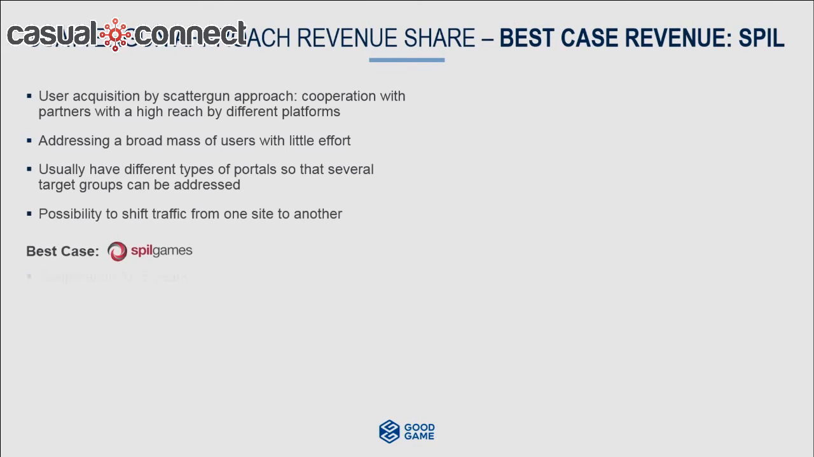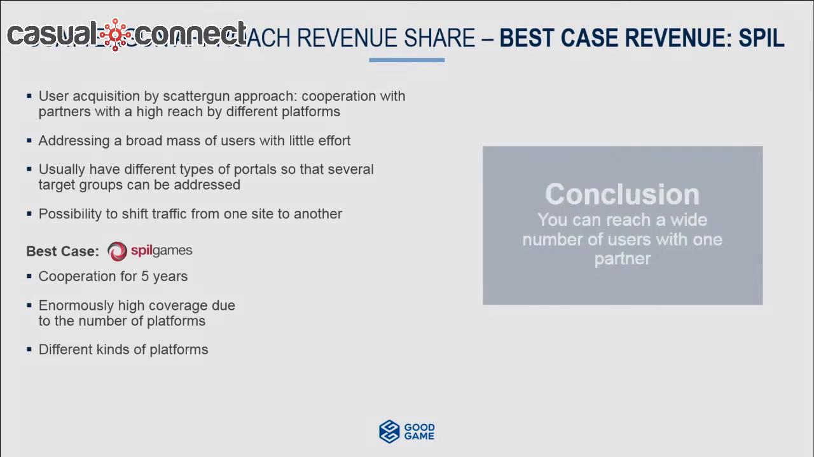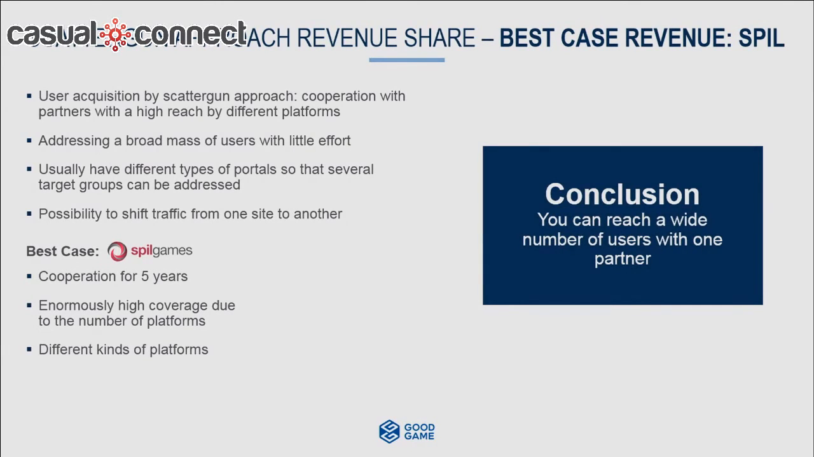First of all is a best case scattergun case with one of our long-term partners, Spill. Spill has the advantage that they have a huge coverage due to the number of platforms. They reach out to tens of thousands of gamers every day. With partners like this, you reach a wide number of potential users, depending on your product variety. You can reach different target groups with just one single contact.